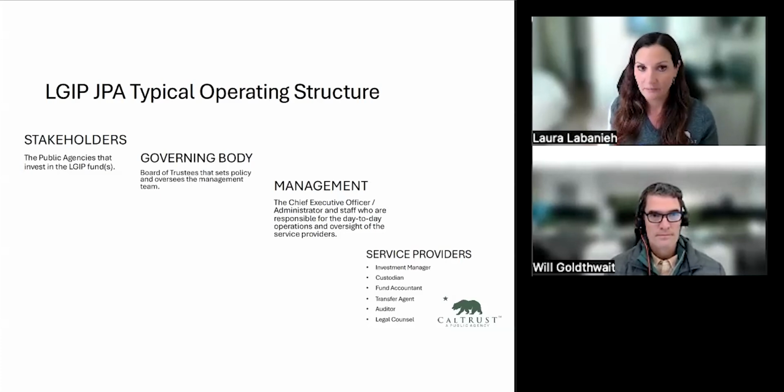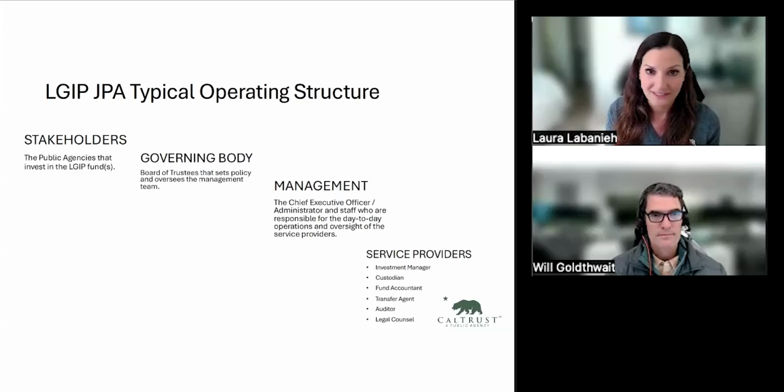At CalTRUST, for example, our policy is that we go to bid no longer than every 7 years. So we never have more than 7 years pass before we go to bid for our key service providers, and it can be as short as 3 years. The way we write all our contracts allows us to go to bid at any time so that we can make sure we are getting the best level of service and the best fee structure that we can from our service providers.